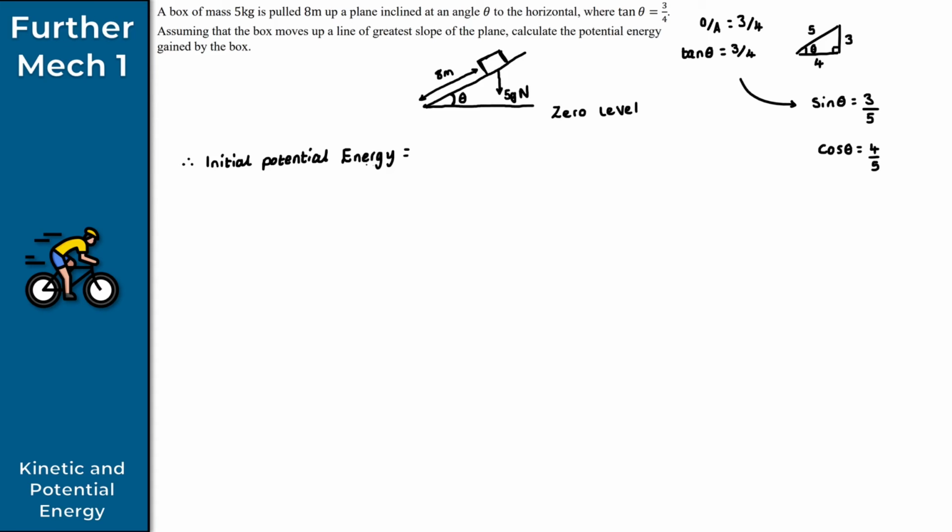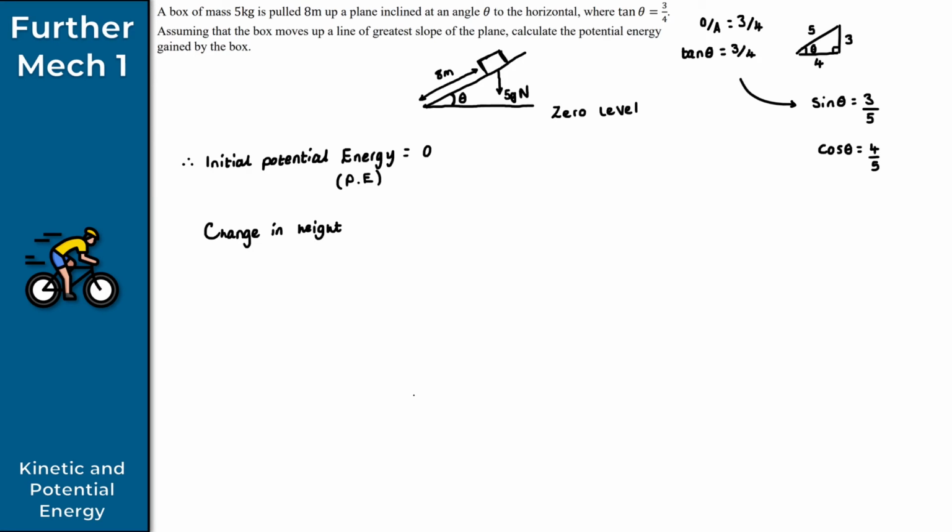So the initial potential energy, which I'll just show as P.E. here, is simply 0. Okay. Now, I also need the final potential energy here, but before we can work out the final potential energy, I also need the change in height. So for the change in height here, let's state this underneath.